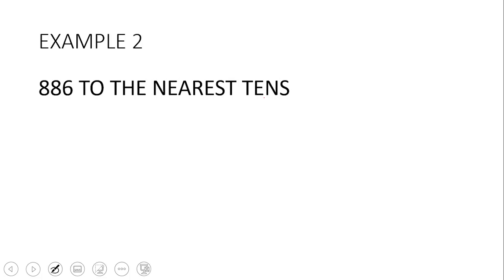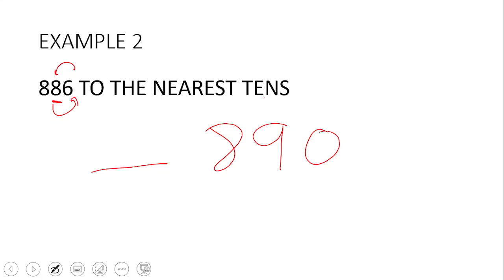Second example, we're going to say 886 to the nearest tens. I'm going to look at the tens position, which is this 8 right here. I'm going to look one number to the right, which is 6. 6 is greater than or equal to 5. So I'm going to add 1 to my rounding number and change all numbers to the right of the rounding number to 0, which is going to be 890, if I round it to the nearest tens.